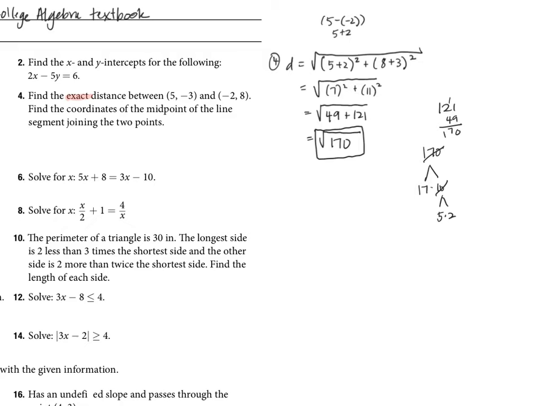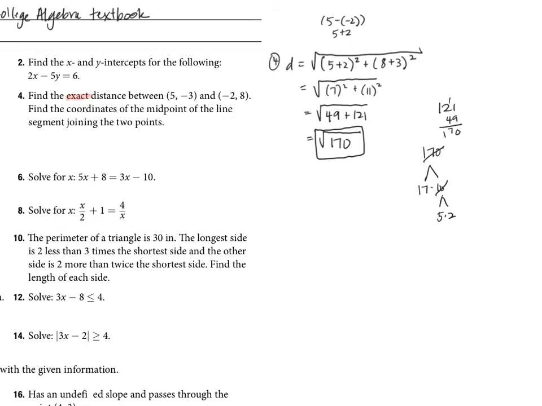That's letting you know that you should not put a decimal approximation in. If it says find the exact distance, you have to leave it in radical form, unless it's a perfect square. So for example, if it was the square root of 81, you would just say 9. But in this case, you have to leave it as a radical. Do not put a decimal, it will be wrong.